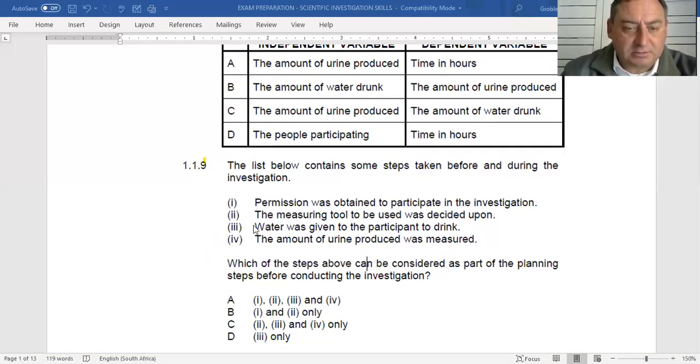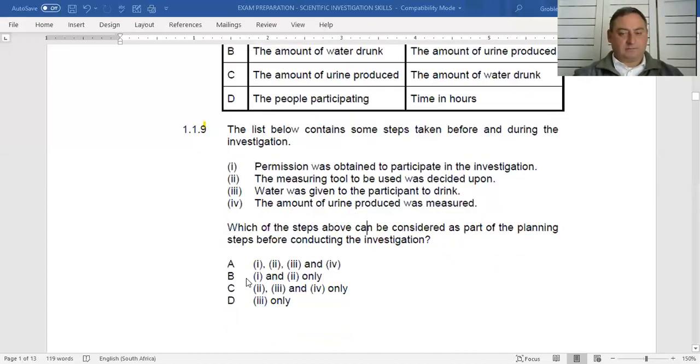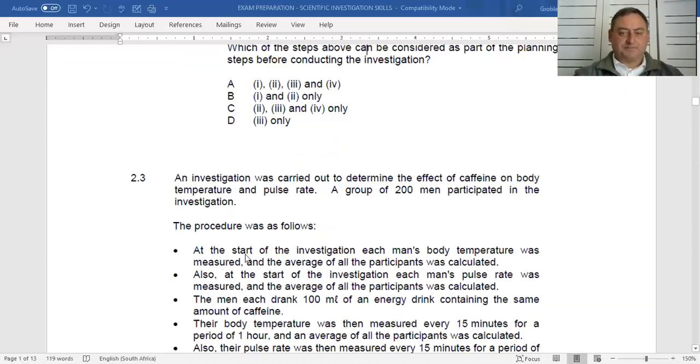So which of these 4 steps were planning steps? Permission was obtained. Obviously, we need permission before we start. That is one planning step. The measuring tool, yes, we need to decide which tool will we use before we continue in our planning. Now, did we do 3 and 4 before the time? Water was given to the participants? No, that was during the time. The amount of urine, that was during. So which of the steps can be seen as planning steps in this case? 1 and 2 we've marked there. Is there an option of 1 and 2 here? Yes, B, 1 and 2 only.